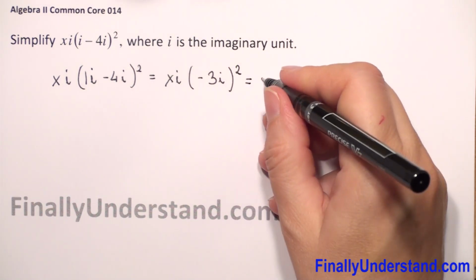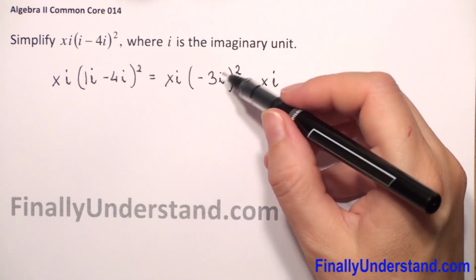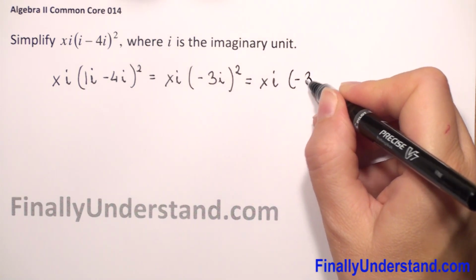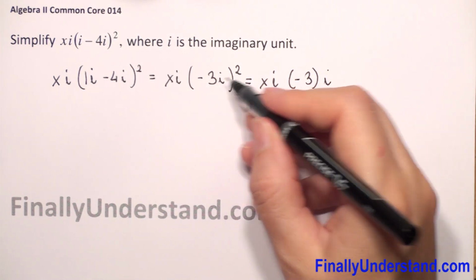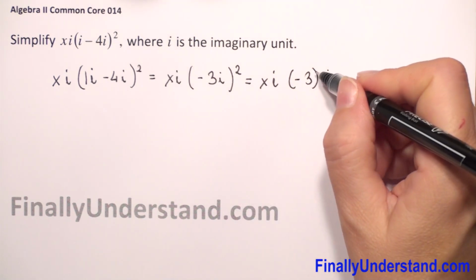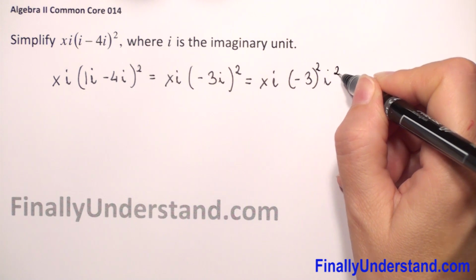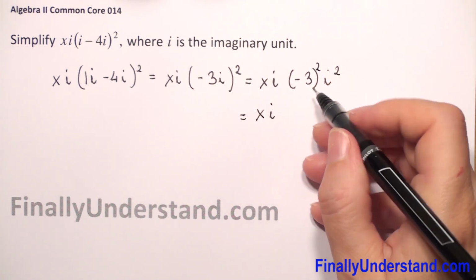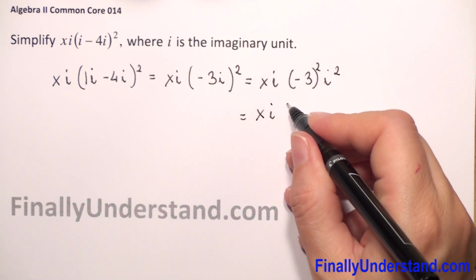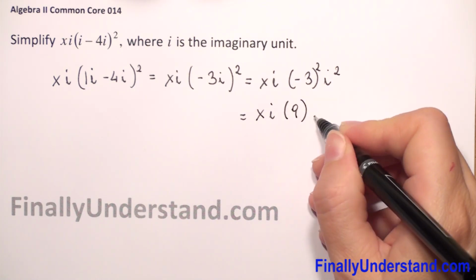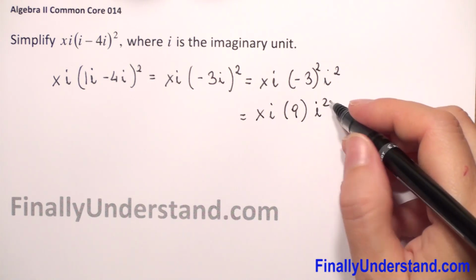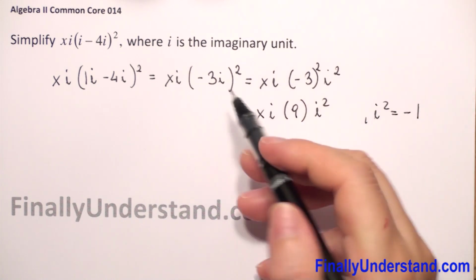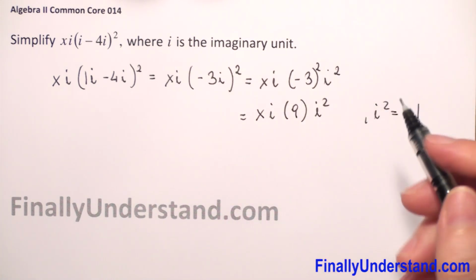So this is equal to xi, and now we have to raise to the second power negative 3 and i, because we have multiplication. So negative 3 will be raised to the second power and i will be raised to the second power. So this is equal to xi and negative 3 to the second power, so this is 9, times i squared. We know that i squared is equal to negative 1 because i is the imaginary unit.